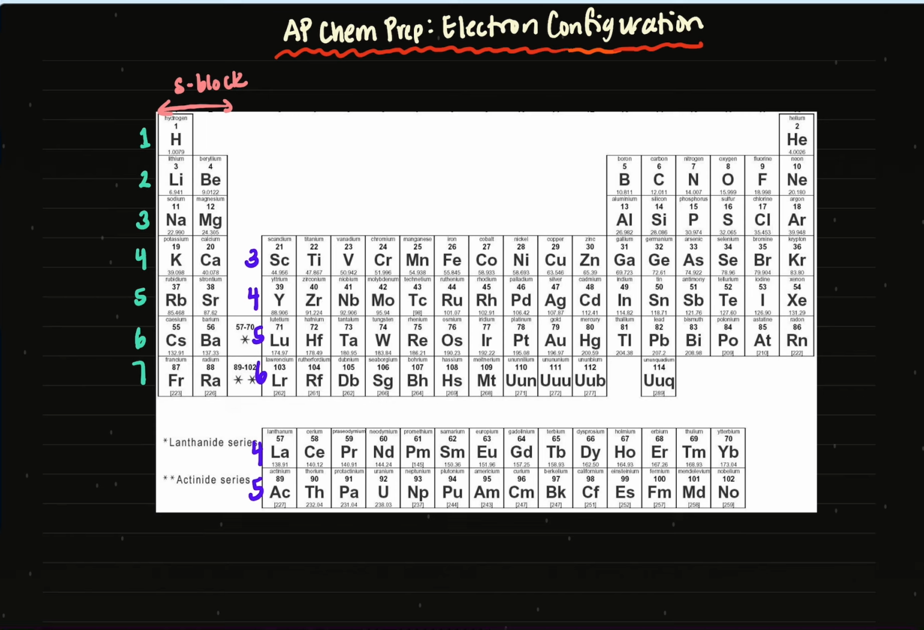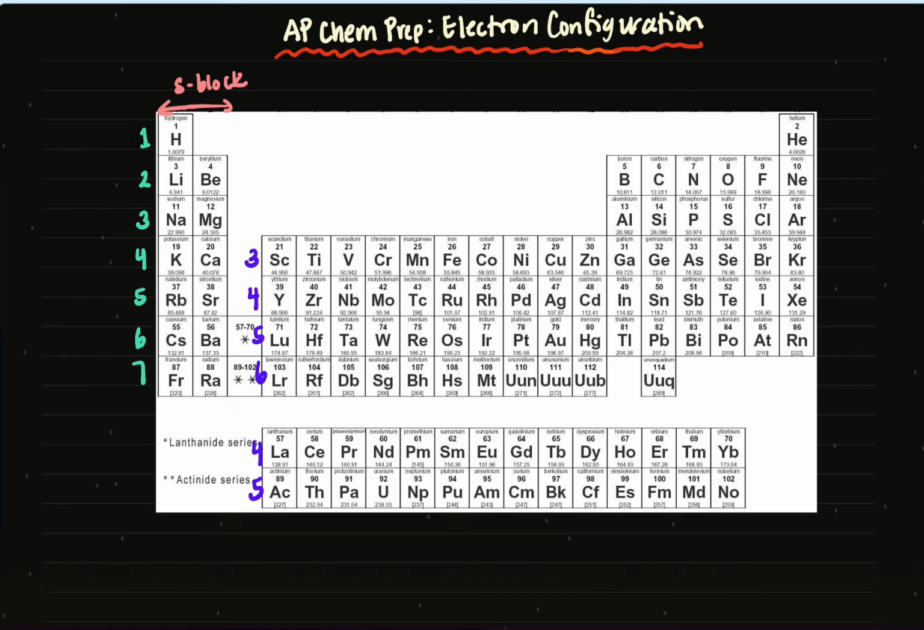So if I'm in the very first group, like hydrogen, lithium, sodium, etc., its electron configuration will end with s1. If I'm in group 2, like beryllium, magnesium, calcium, and so on, its electron configuration will end with s2. Now, how do I know what orbital it's in? That's where the period numbers come in. So for example, hydrogen ends with 1s1. Lithium would end with 2s1. And then beryllium, its configuration would end with 2s2. Okay, so we're going to do a full example in a minute, but that's how this works.